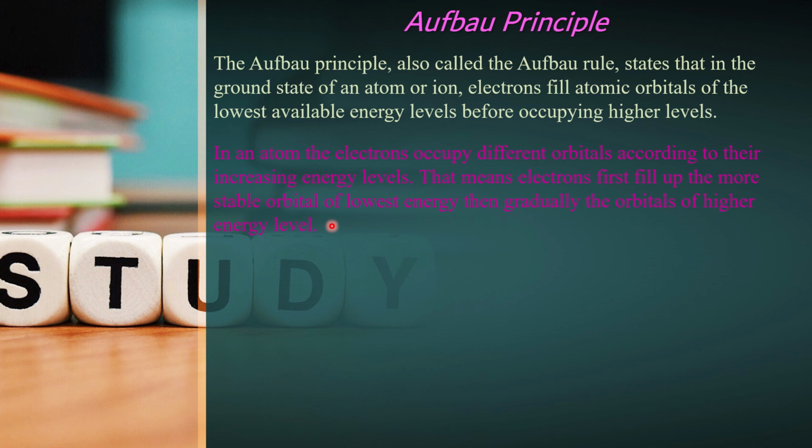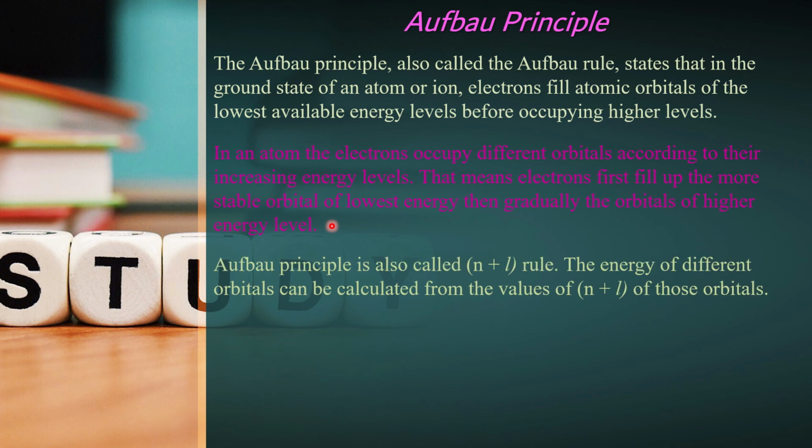Now, how will you calculate the energy level of different orbitals? There is a rule to calculate the energy level of different orbitals, called the N plus L rule. So the Aufbau principle is also called the N plus L rule. That means principal quantum number plus secondary quantum number rule. The energy of different orbitals can be calculated from the value of N plus L of those orbitals.